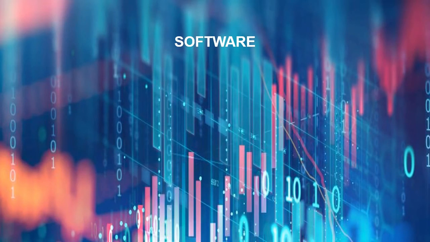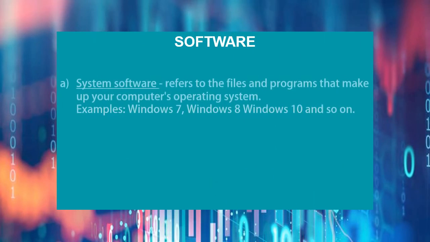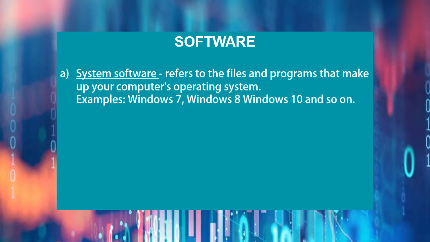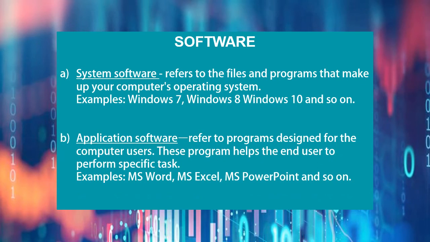Now let's go to software. We have system software and application software. When we say system software, it refers to the files and programs that make up your computer's operating system. We have as an example Windows 7 and other versions of Windows.